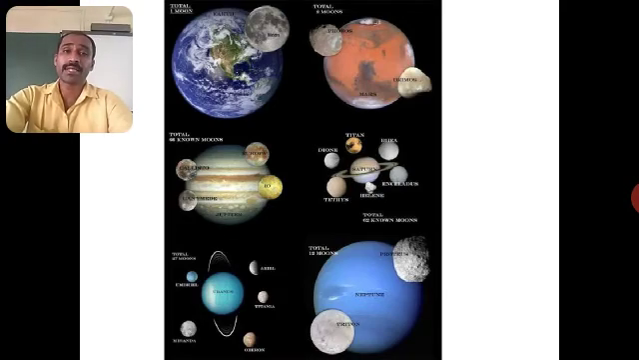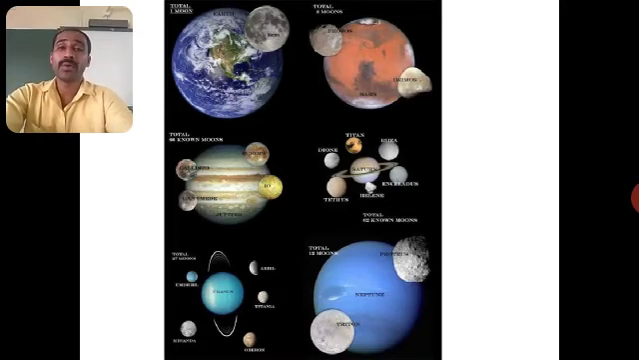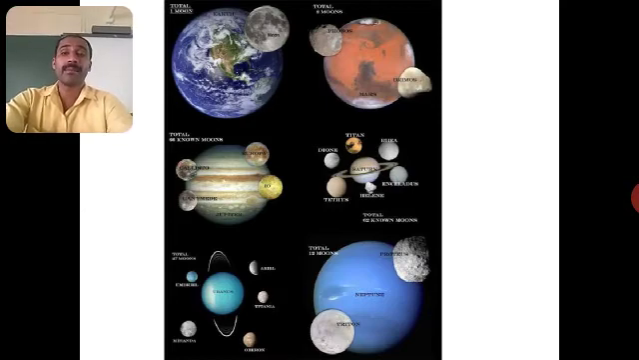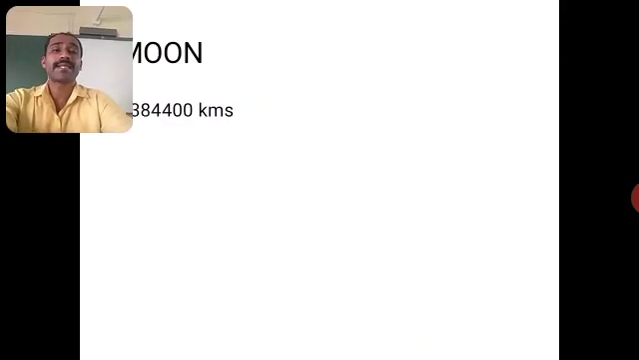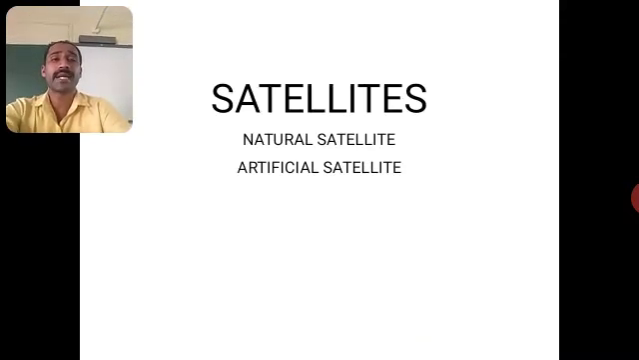So when the planets revolve around the sun, the satellites of those planets also move along with them. There are two types of satellites. Which are the two types of satellites? One is natural satellites and the other is artificial satellites. Now let us discuss them one by one.